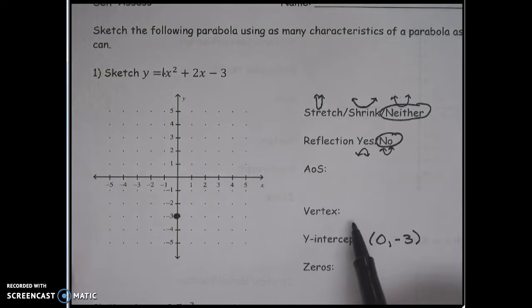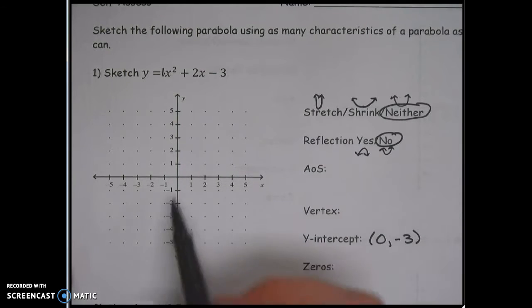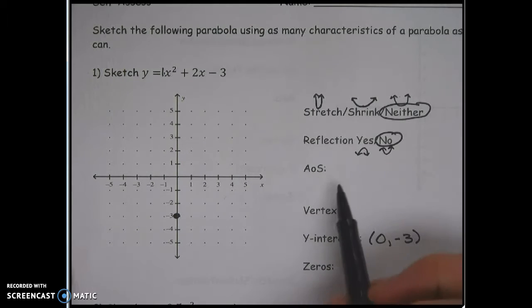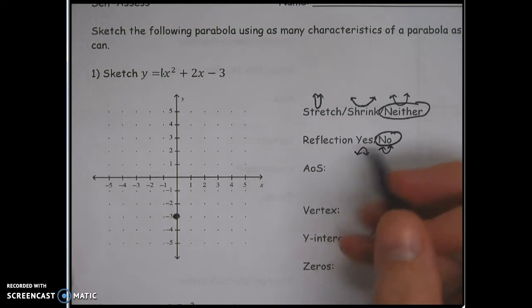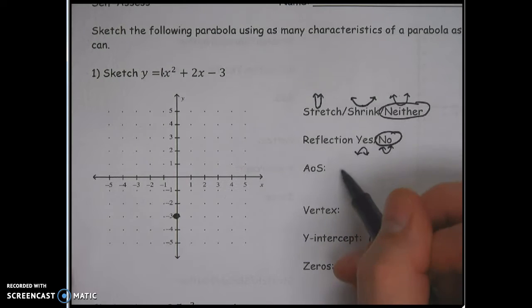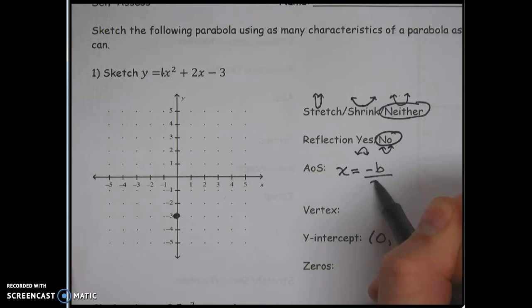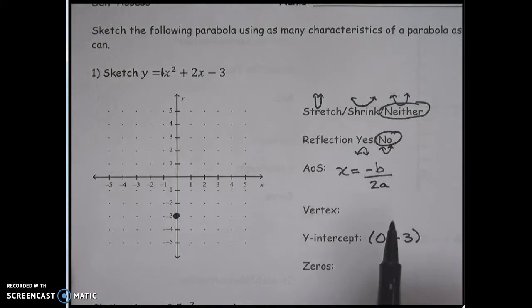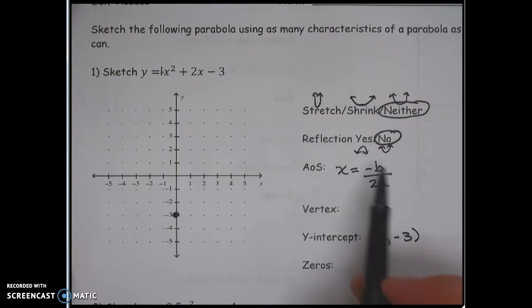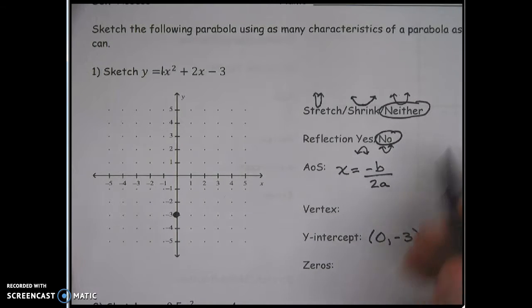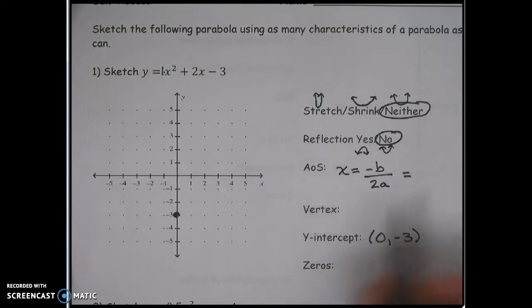Now to find the vertex, the turnaround point, which is going to be very helpful in graphing a parabola, we can first find the axis of symmetry. The axis of symmetry is found by using the equation x equals -b divided by 2 times the a value. This is a formula that will always help you find the axis of symmetry. It should look fairly familiar. It's part of the quadratic formula. And so we're going to do it kind of the same way. We look at the b term and then find its opposite.